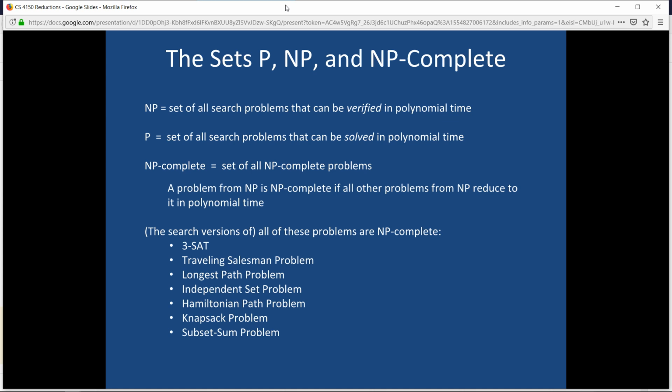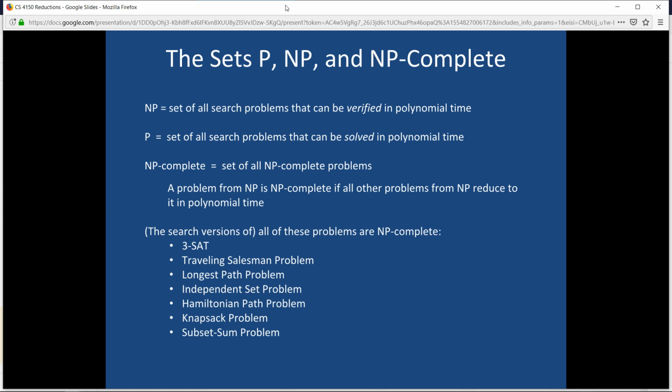So we've got NP, which is the set of all search problems that can be verified in polynomial time. And we have P, which is the set that can be solved in polynomial time. And now we're going to define NP complete. It's the set of all NP complete problems.